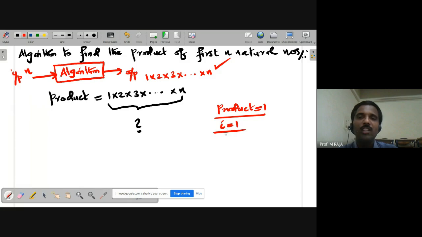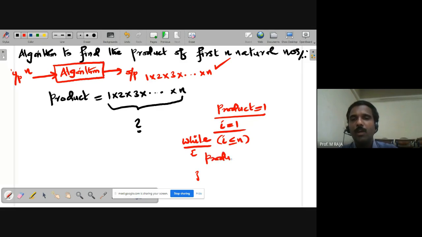First I check whether i is less than or equal to n. So when i is less than or equal to n, I write it as a while condition: while i is less than or equal to n. What do we have to find? We need to find product is equal to product into i.